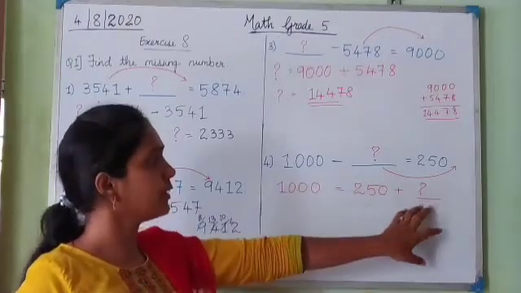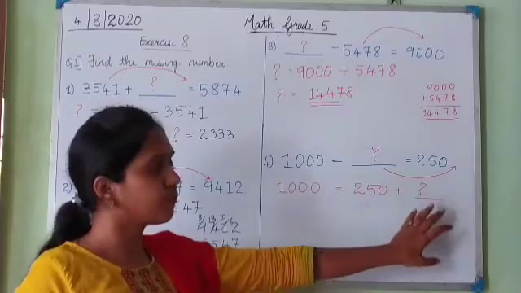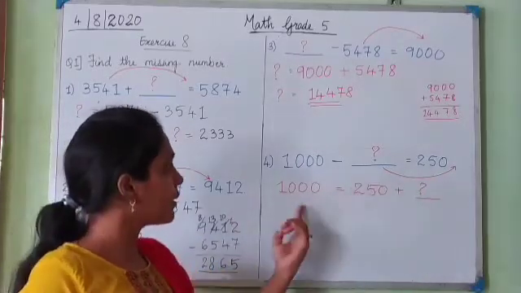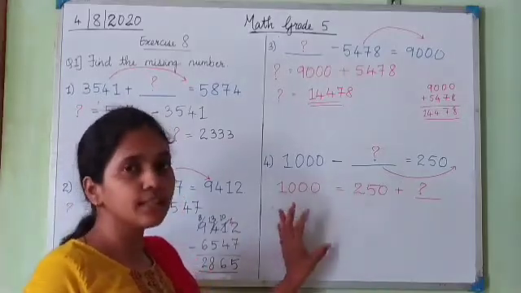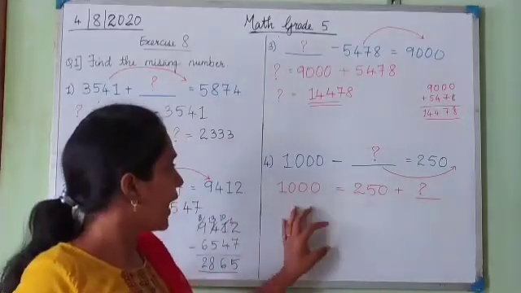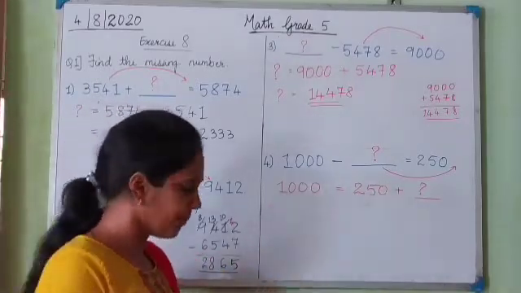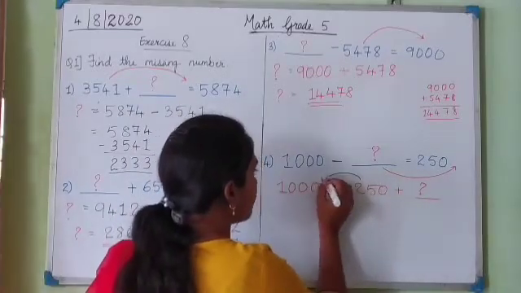So how will we find the missing number? To find the missing number, we have to make both the numbers, these two numbers, on one side only. So now I can take this 250 to this side. I'll take this number, 250, to this side.